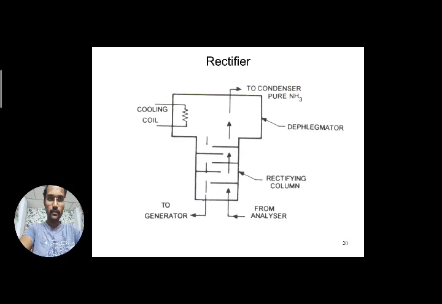And at the other side, at the top, you can observe this pure ammonia is sent to the condenser component. Okay, pure ammonia is sent to the condenser component. This is how we are making it more efficient to work.